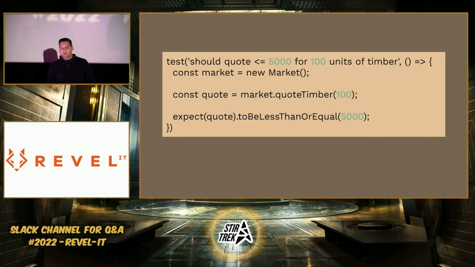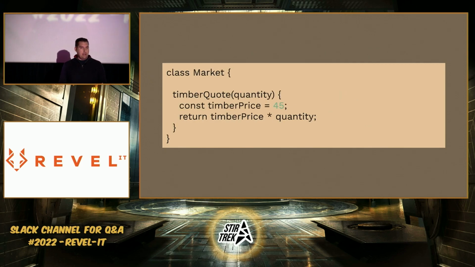And here's a simple example of a test that we could write to test something like that. It's in JavaScript. It's using the Jest framework. If you're not familiar with it, it's very simple. That test function that's being called there, that's part of the Jest API. So we're testing here that we're getting a quote of 5,000 or less for 100 units of timber. Instantiate the market, call the quote timber function with the 100 input, and we expect the quote, that's what you would call assert in other testing frameworks, to be less than or equal to 5,000. Very simple.